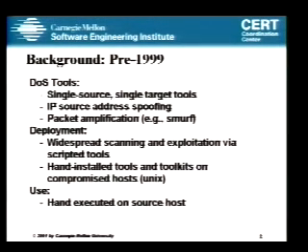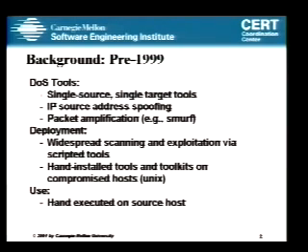Provide a little historical context. Prior to 1999, a lot of the denial of service tools were primarily single source, single target tools, your standard SYN flooder, UDP flooder type tools. The state of the art was pretty much how do I execute a DoS attack without getting caught. Thus IP address spoofing, source address spoofing was used quite a bit. More effective attacks employed packet amplification techniques such as Smurf or Fraggle, those types of tools.